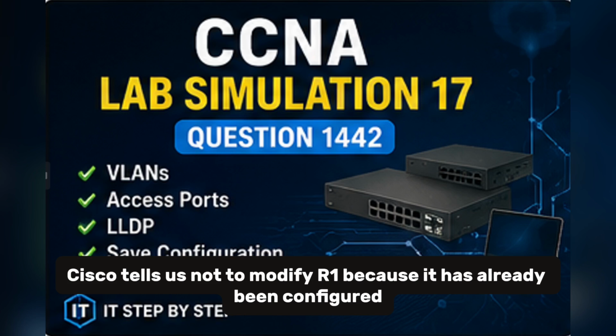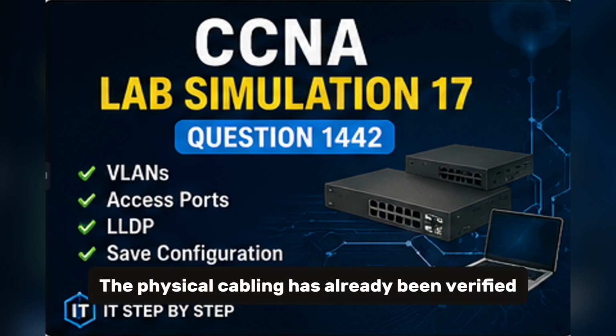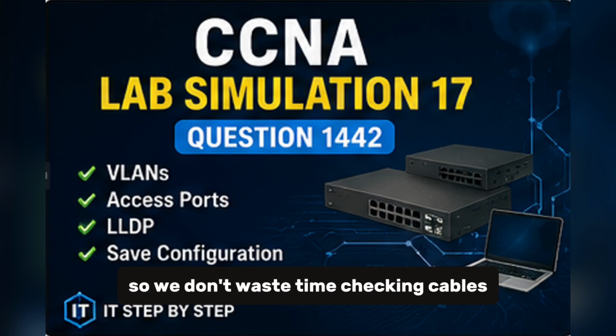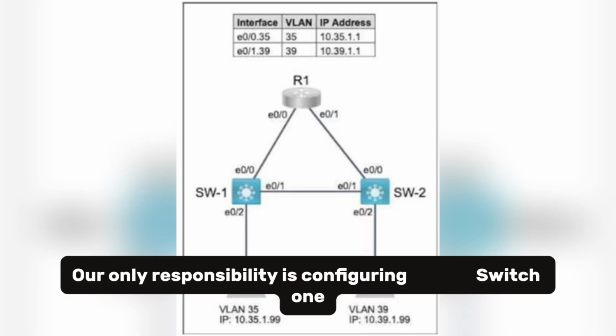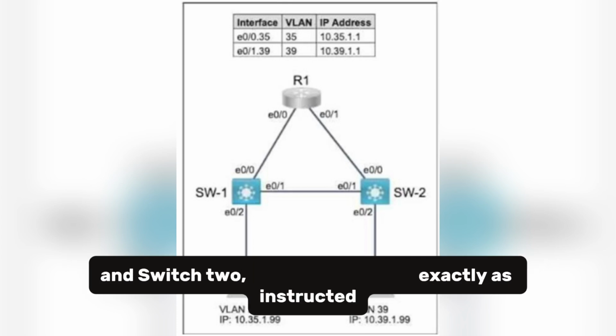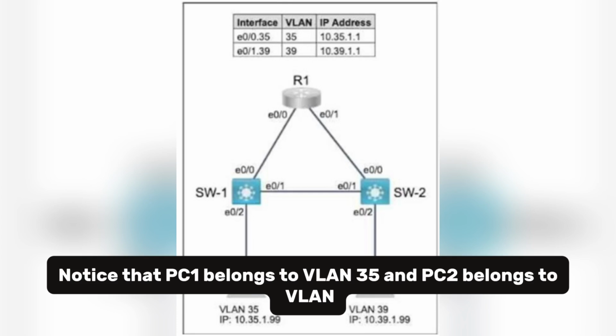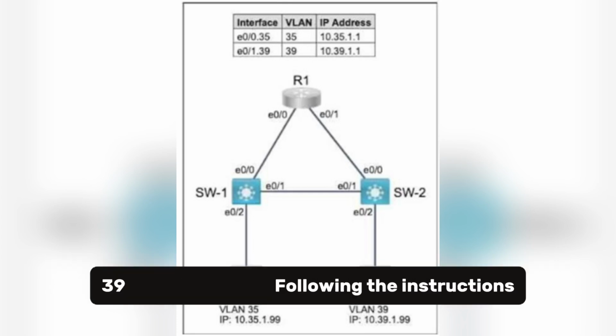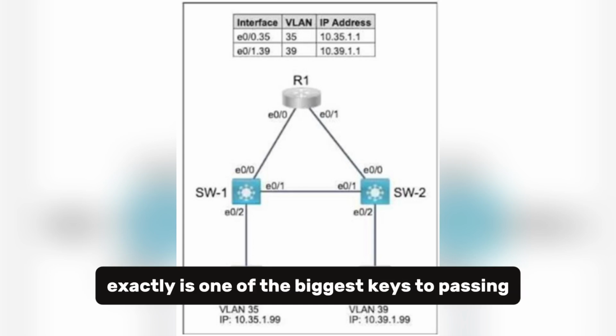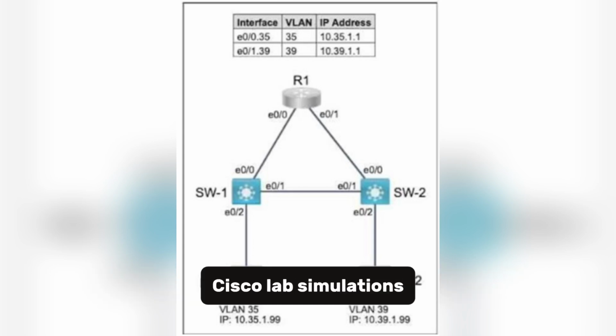Cisco tells us not to modify R1 because it has already been configured. The physical cabling has already been verified, so we don't waste time checking cables. Our only responsibility is configuring switch 1 and switch 2 exactly as instructed. Notice that PC1 belongs to VLAN35 and PC2 belongs to VLAN39. Following the instructions exactly is one of the biggest keys to passing Cisco lab simulations.